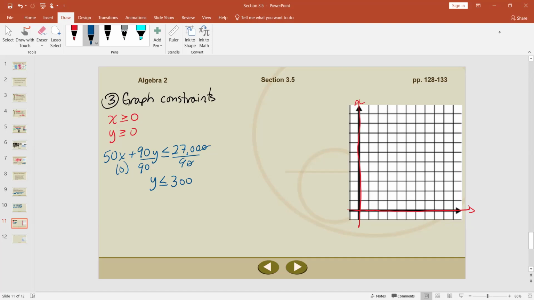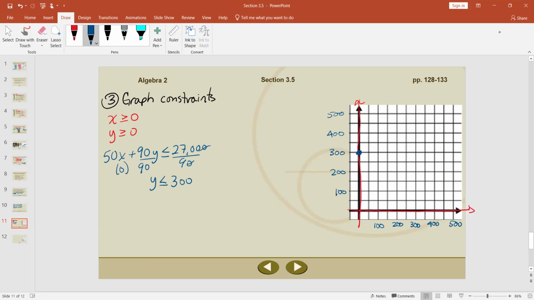We'll make this 100, 200, 300, 400. Each dash will be like a 50. Same thing here, 100, 200, 300, 400. Okay. All right, so the y-intercept is at 300.